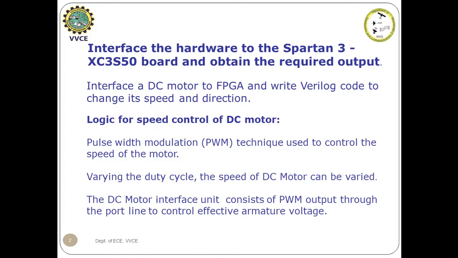Let us first look into the logic for changing the speed of DC motor. For varying the speed of DC motor, pulse width modulation technique is used, wherein the on period of the pulse will be varied, keeping the time period constant. Varying the duty cycle, the speed of DC motor can be varied. The DC motor interface unit consists of PWM output through the port line to control the effective armature voltage.